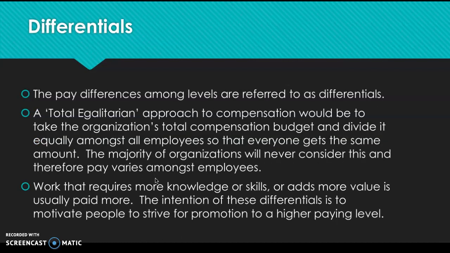So the pay differences among levels, the differences amongst what we're paying the different levels, are what we call differentials. A total egalitarian approach to compensation, and that's a term in itself, would be that we take our total compensation budget and divide it equally among all employees, so that all employees get the same amount. Regardless of where you are and what you do, you get the same amount as everybody else. Now we know that organizations will never consider that approach, because different levels of employees with different skills and different contributions to strategy should get different amounts of money.